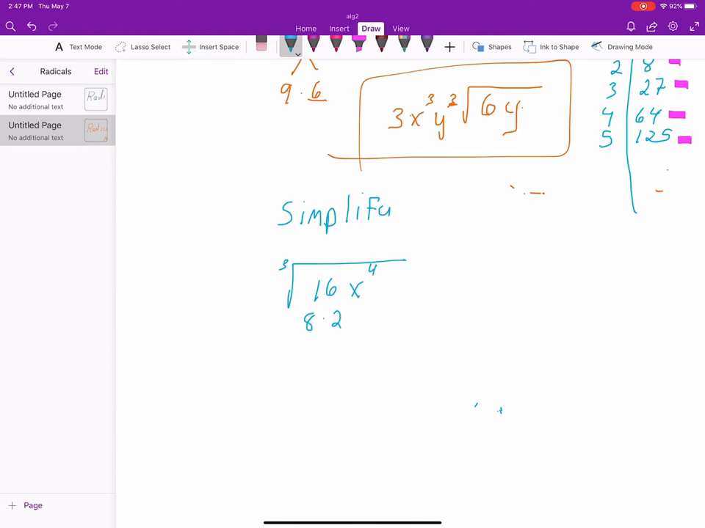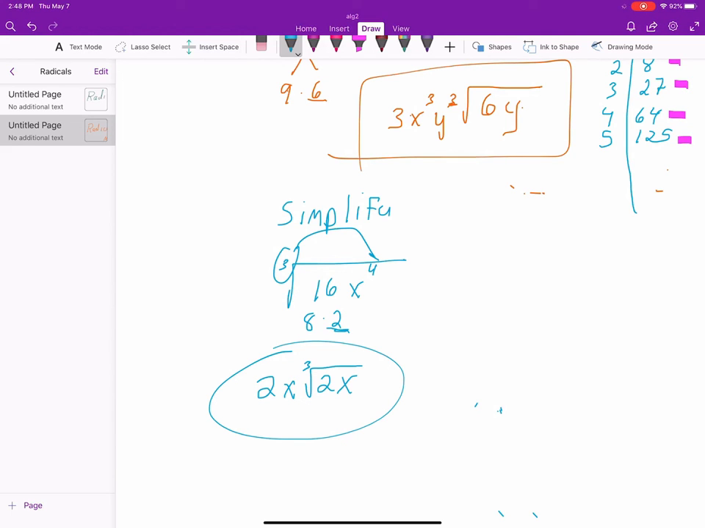So now I'm going to scoot this up a little bit. So I have 8 times 2. So the cube root of 8 is 2. So the 2 comes to the outside. Now this is a 3. We're going to use the same strategy. 3 goes into 4 once with 1 left over. So that means I'm going to have this 2 and one of those x's left over. And that is a cube root. All right, so it's the same idea as a square root, but different situation. Okay.